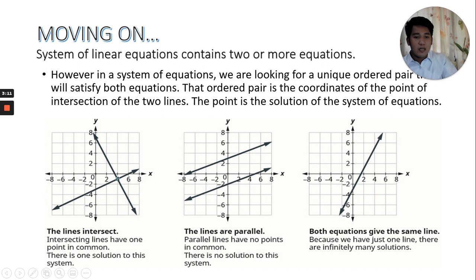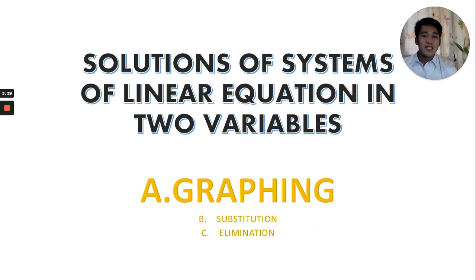Let's recall also, what do you call the system if we have intersecting lines as our graph? We call it consistent independent. There is one solution. Parallel, inconsistent, since there is no solution. And coinciding, we call it consistent dependent, so there are infinitely many solutions. Now let's start with the first way of solving systems of linear equations in two variables, that is by graphing.